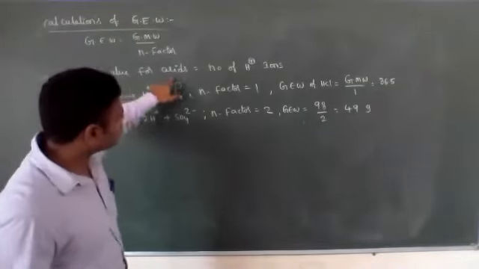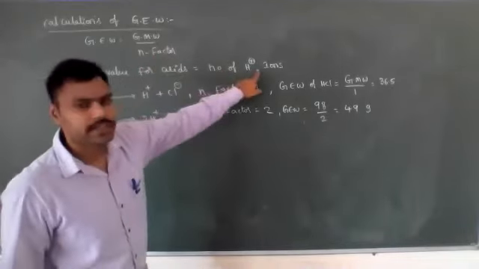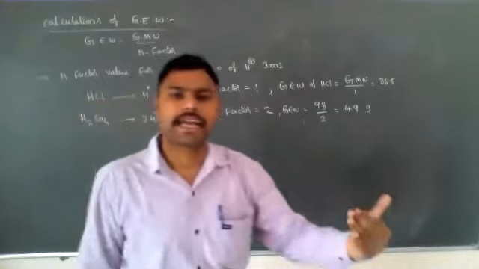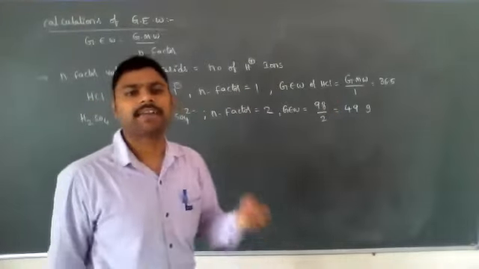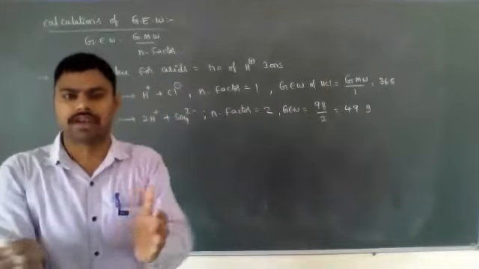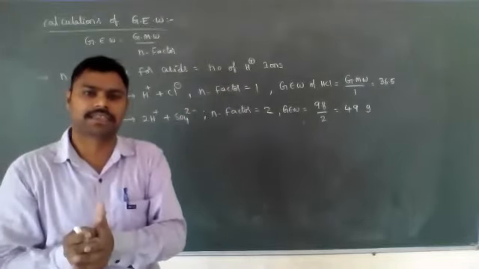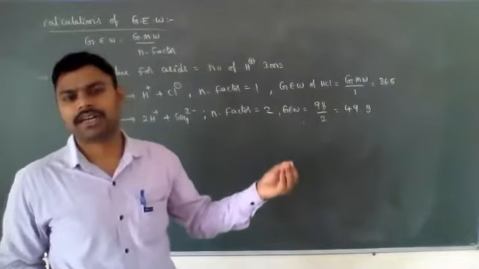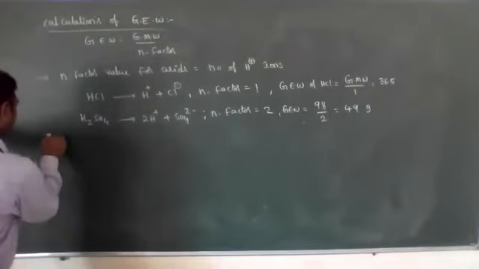So for acids, the n factor we call the number of H plus ions. For bases, the n factor we call the number of OH minus ions. For salts, the n factor we call the magnitude of either positive charge or negative charge. How much quantity of positive charge or how much quantity of negative charge is present, that is the n factor value for salts.